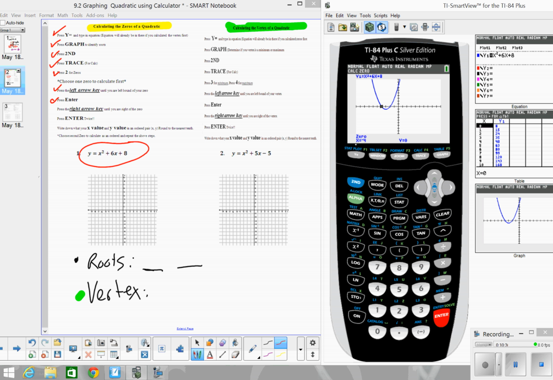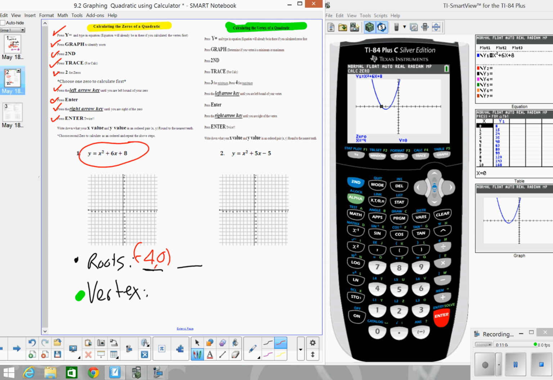And it's going to give me x equals -4, y equals 0. So as an ordered pair, what is that? It's -4, comma, 0. So that's what I'm going to write. So it's -4, comma, 0. Okay? So that's one root. Okay? Good. Okay, completed those two steps. Now, my last step says write down the x and y value, which I already did, as an ordered pair and round. Right now, these both are integers, and I'm fine with that.